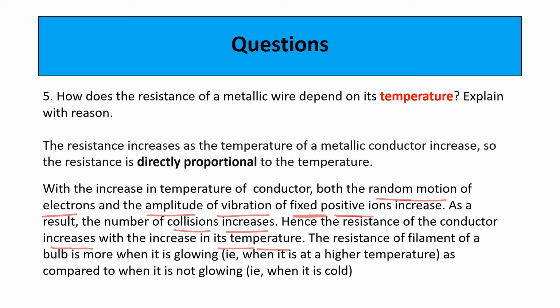The resistance of the filament of a bulb is more when it is glowing, that is when it is at a higher temperature, as compared to when it is not glowing, that is when it is cold. Higher temperature means higher resistance.